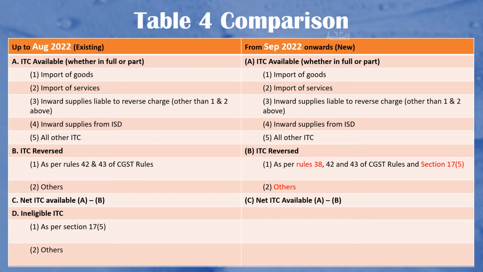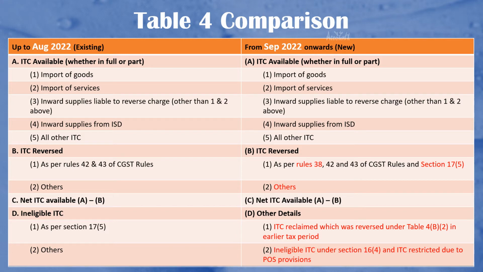Then Part C is same, net ITC available. Then Part D is now called other details, and first head would be ITC reclaimed, which was reversed under Table 4B2 in earlier tax period, and second one would be ineligible ITC under section 16 subsection 4 and ITC restricted due to POS provisions, that is place of supply provisions. I know this has lot of rules and section references. If you are confused about it, don't worry, I'm going to shortly explain these provisions in simple words.